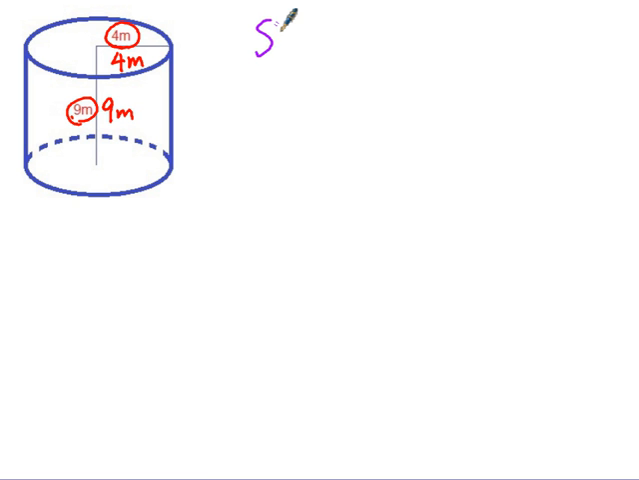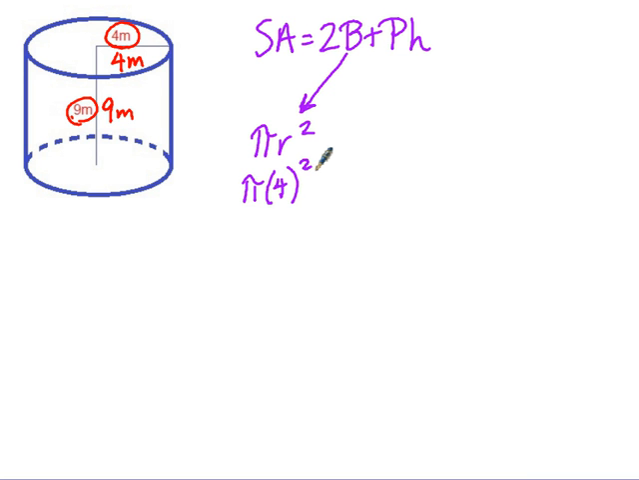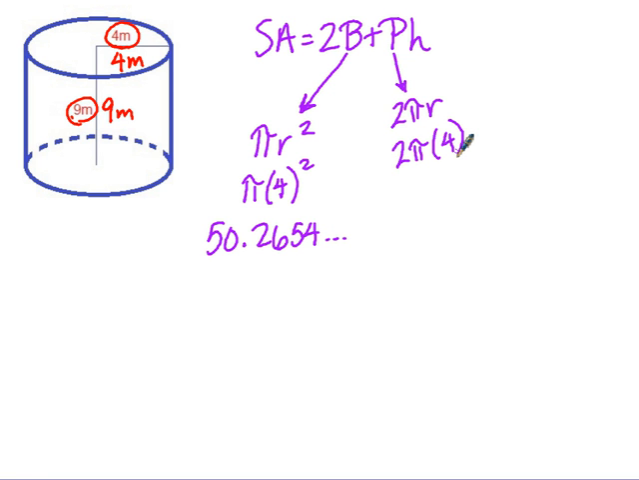So surface area is 2 times capital B plus capital P times H. My base is a circle, pi r squared, so that's going to be pi times 4 squared. When you plug that into the calculator, you get 50.2654. Now remember, perimeter means circumference of a circle, so that's going to be 2 pi r, so 2 pi times 4. When you plug that in, you get 25.1327. And then the height, the distance between the two circles, is going to be 9. That's this distance right there between the two.